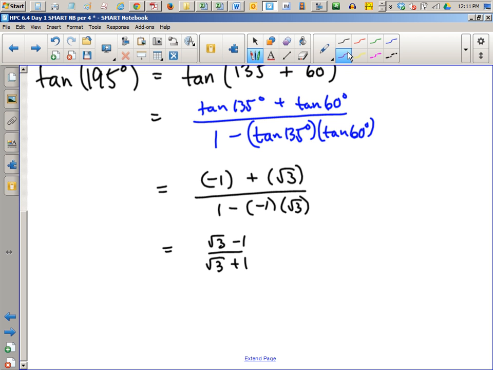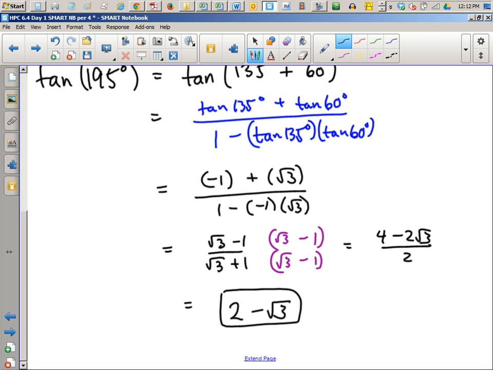And don't leave your answer like this. We should rationalize, right, as a courtesy. So we multiply by the conjugate of the bottom. We don't want radicals in the denominator. This is going to give you 4 minus 2 rad 3, and this is going to give you 2. So your answer is 2 minus rad 3.